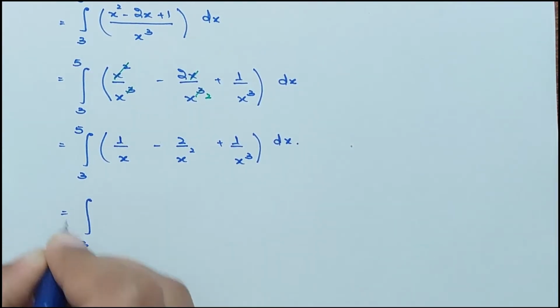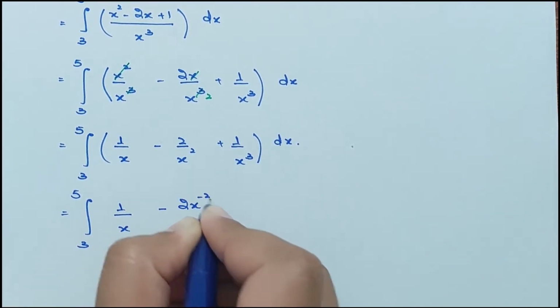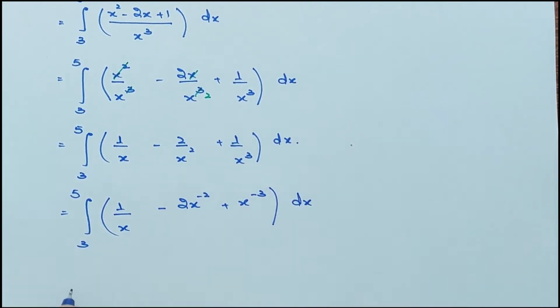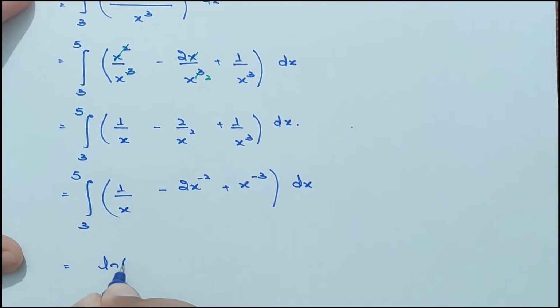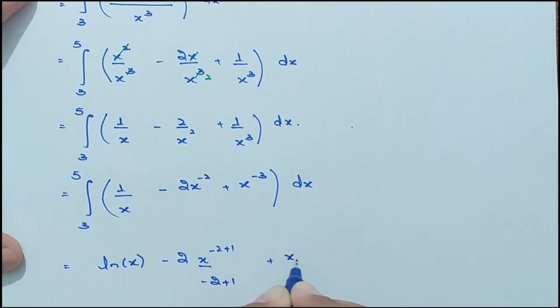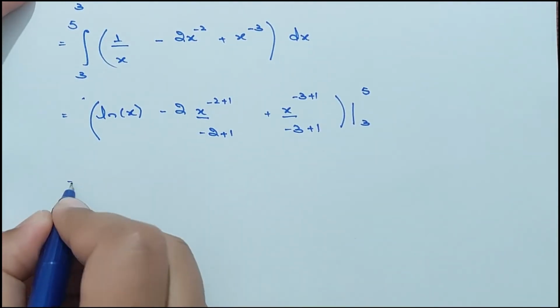Or we can say 3 to 5, this is 1 over x minus 2 x to the power minus 2 plus x to the power minus 3 dx, right? Now let me integrate this. 1 over x integration is ln x, natural log of x, minus 2 x to the power minus 2, its integration is x power minus 2 plus 1 over minus 2 plus 1, plus x to the power minus 3 plus 1 over minus 3 plus 1, and the limits from 3 to 5, right? First simplify and then we can substitute the limits.